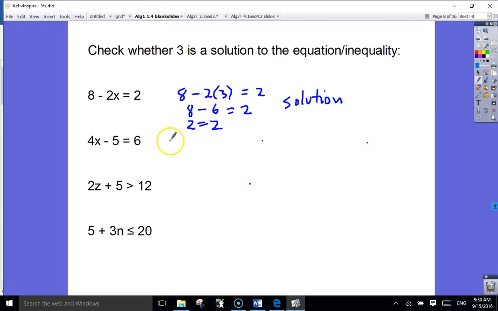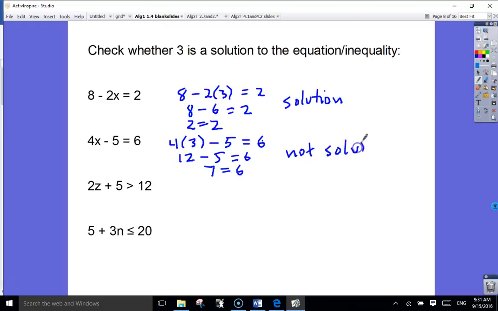Okay, how about the next one? 4 times 3 minus 5 equals 6. Simplify. Order of operations. What do I do? Which calculation am I going to do first? 4 times 3. 12 minus 5 equals 6. What is 12 minus 5? 7. 7 equals 6. So that was not a solution. So we have to say no, not a solution.